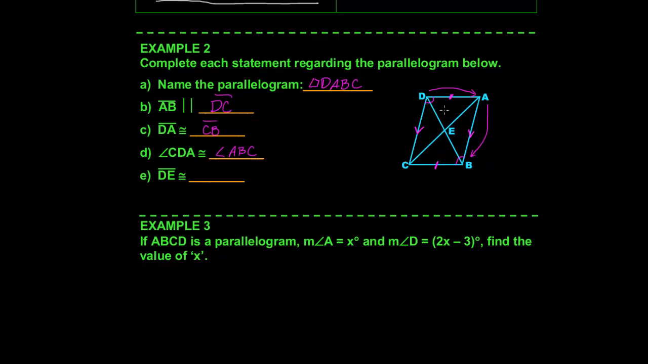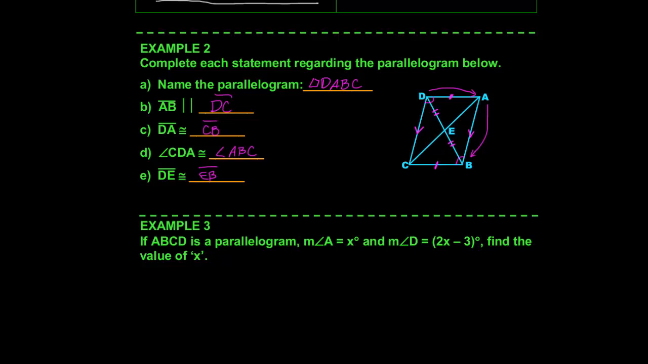And now we have segment DE here. And it's going to say it's congruent. We know that if it gets bisected by this other diagonal, that we can say it is E, and that's a terrible looking E, EB.